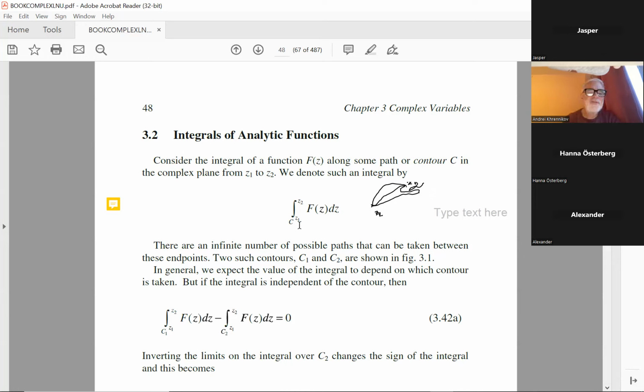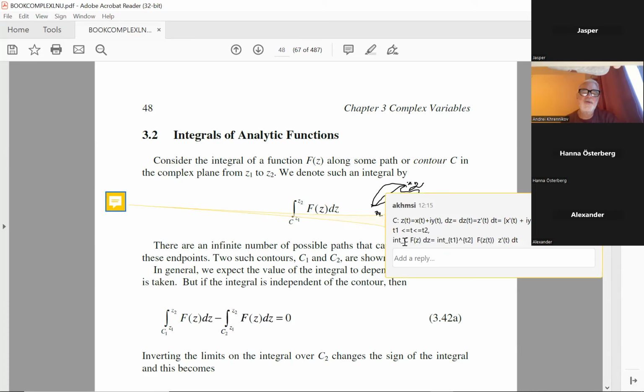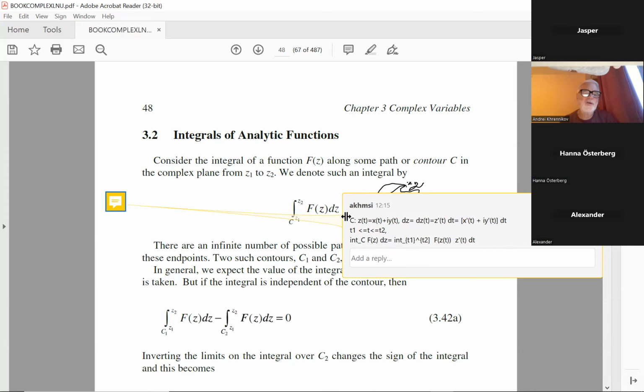Now, how do we define the integral with respect to a trajectory? What is f(z) dz, where z is a trajectory? It is the following definition. We represent this z as some curve, so as some function of parameter t: z(t), where t is between t1 and t2, less or equal.